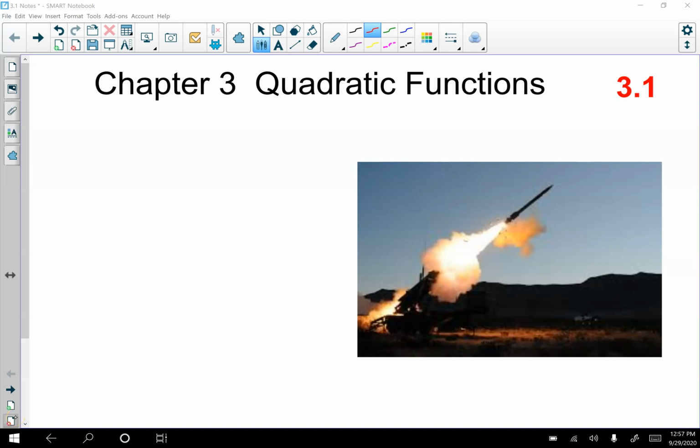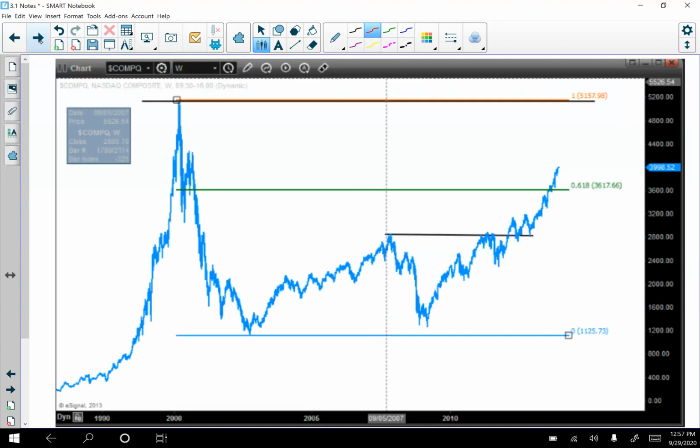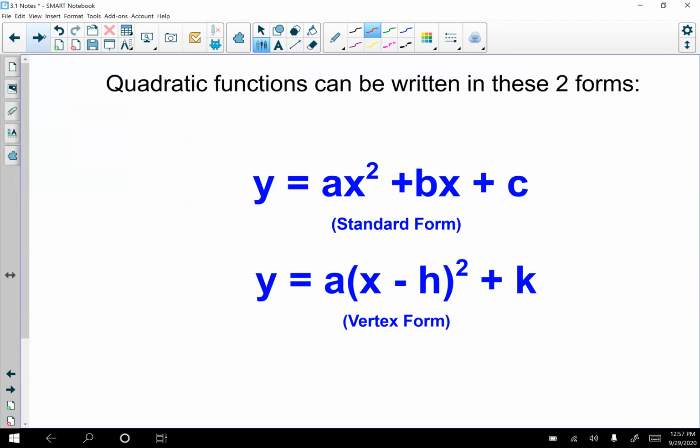This is chapter 3 on quadratic functions, and we're going to start with 3.1. And if you take a look at this graph on the NASDAQ, this is quadratic. If you notice how it goes up and back down, so it's very quadratic flowing.